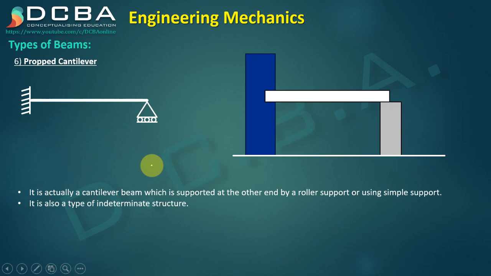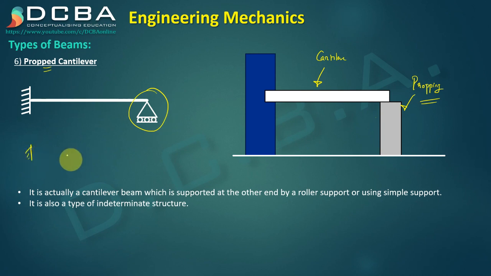Next is a propped cantilever. A propped cantilever is actually a cantilever whose free end we have provided a simple support. So this support that we are providing, it is called as propping. So this propping we have provided to its free end, thus it is called as a propped cantilever. And this propping can be shown as either a roller support, or it can also be shown as a simple support. If we are showing as a simple support, we do not have a symbol for simple support, but we can show a reaction like this. Just a reaction will say that it is a simple support.